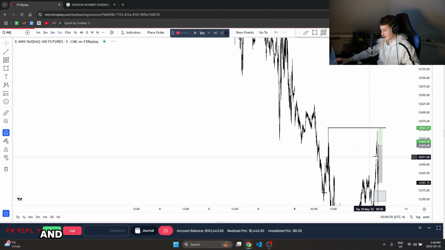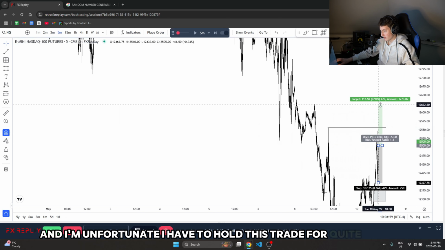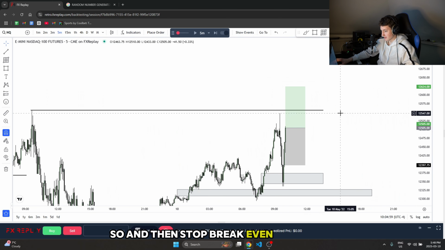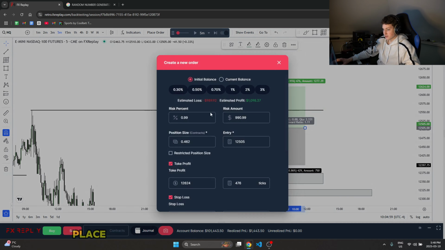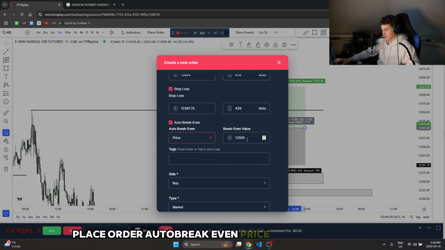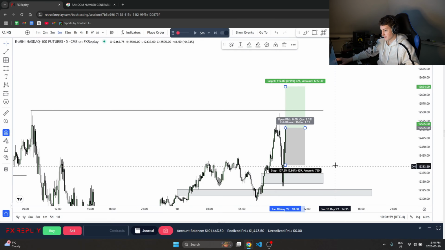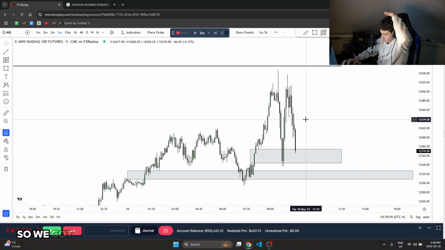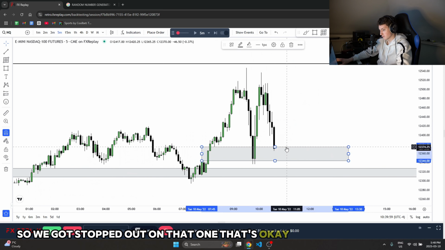And unfortunately I have to hold this trade for quite a while. My target's gonna be this buy side. And then stop to break even right here. Place order, auto break even, price. Expecting this to work pretty quickly here. And wow, so we got topped out on that one. That's okay, we're still up on the account.